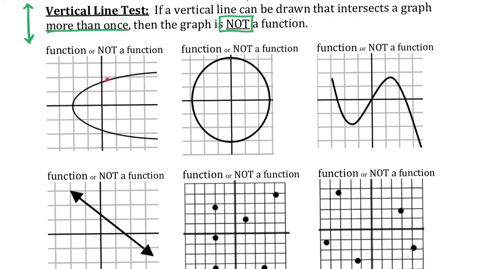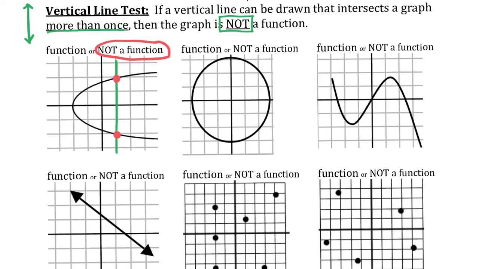So this is the graph right here. I want to try to draw a vertical line that will intersect the graph more than once with this same line to show it's not a function. So if I were to draw a vertical line here, it will intersect the graph here and here. Because the same vertical line can intersect the graph at more than one spot, this makes it not a function.